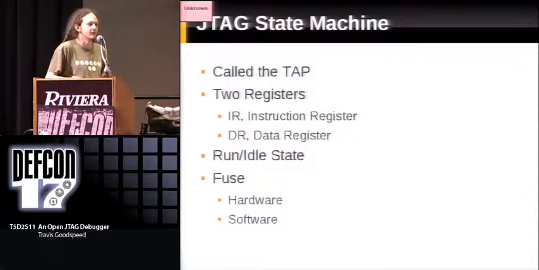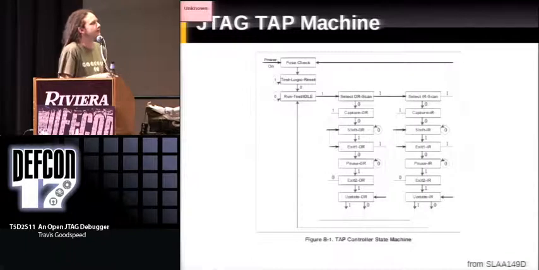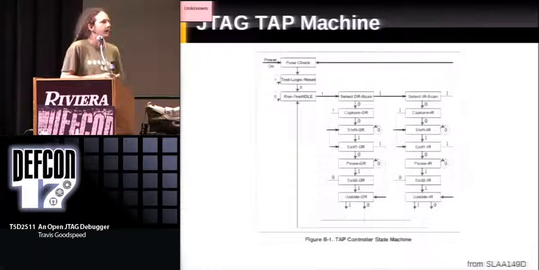Such that it never gets a chance to read the fuse setting until after you've already done something malicious. The state machine itself looks like this. You've got your run check state, or fuse check state, where it actually looks to see whether or not you're allowed to enter.